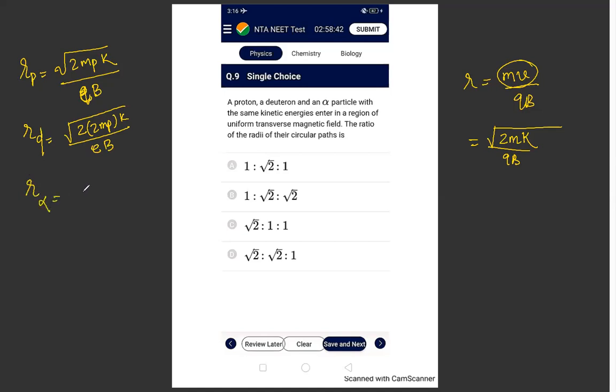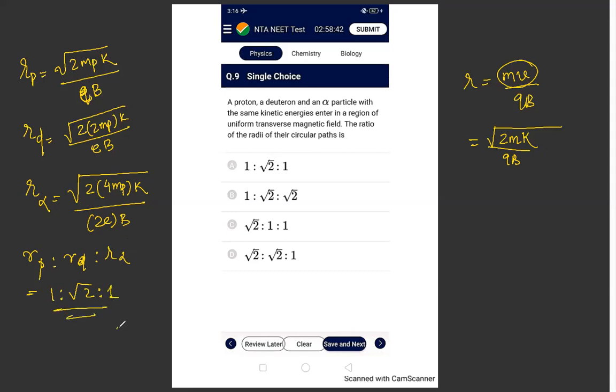So for the alpha particle it is going to be square root of 2 into 4 times the mass of the proton into K divided by 2e into B, right? So after doing all these things, we are going to get a ratio of 1 is to root 2 is to 1. So final answer is option A.